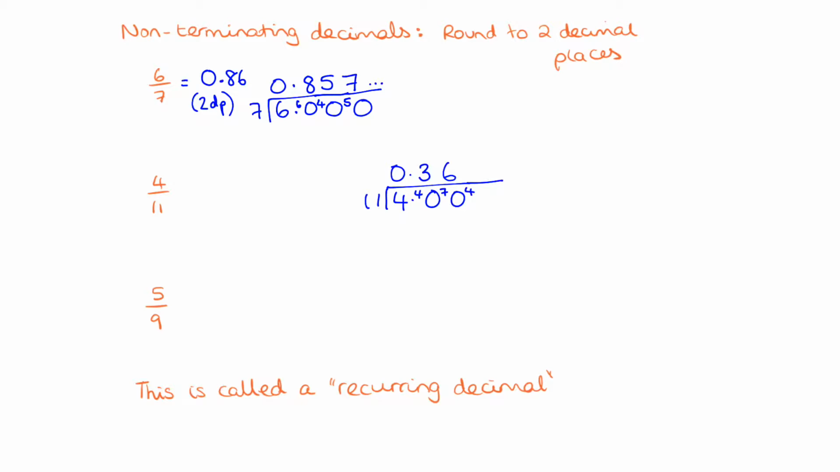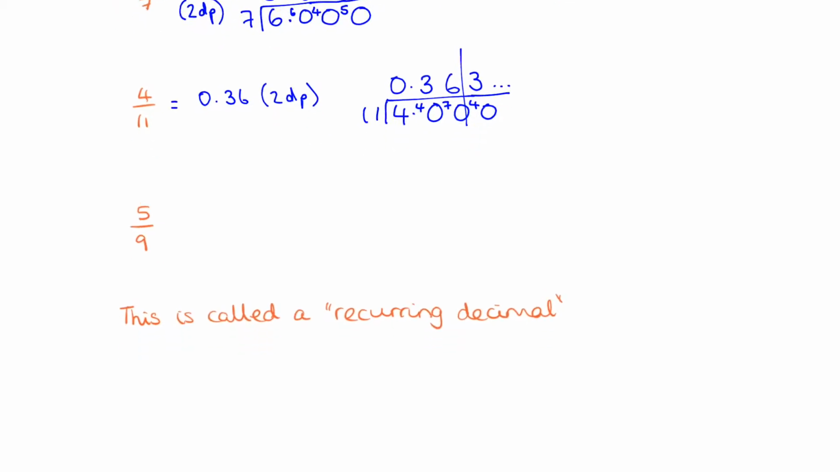But remember, we're going to need the 3rd decimal place to tell us whether this is 0.36 or 0.37. So let's go into the 3rd decimal place. 11 into 40 goes 3 times, and that would continue. But to 2 decimal places, this is going to be 0.36. Okay, get the hang of that.